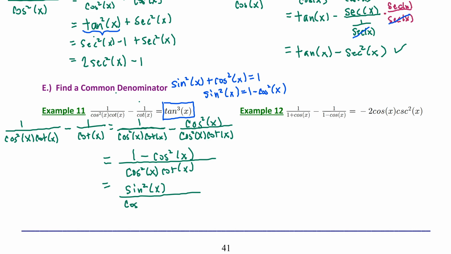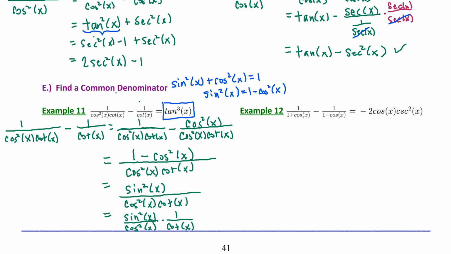Don't forget, our goal is to show that this is equivalent to tangent cubed of x. Now, looking closely at the ratio that we have right here, we can see a tangent squared of x. So I'm going to split up this fraction as a product. I'm going to write it as sine squared of x over cosine squared of x times 1 over cotangent of x. That's equivalent to the previous step. It's just written in a different form.